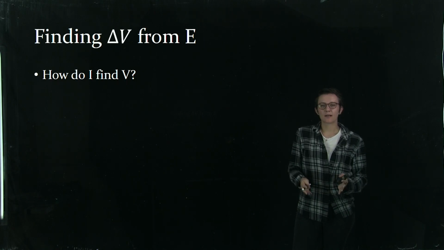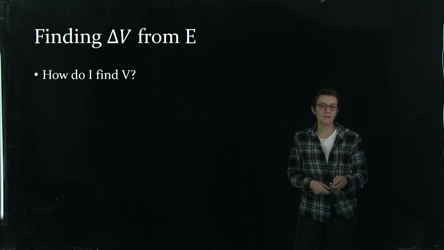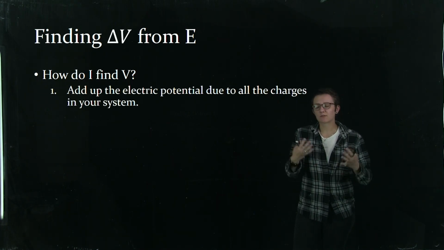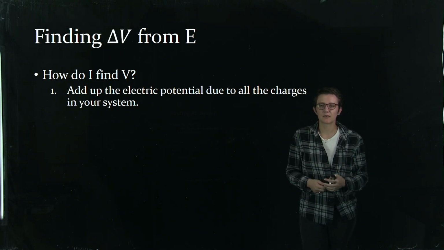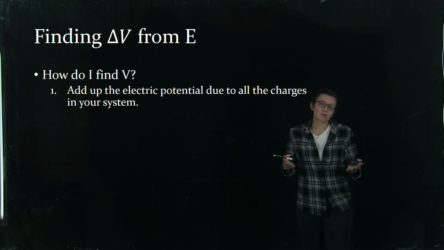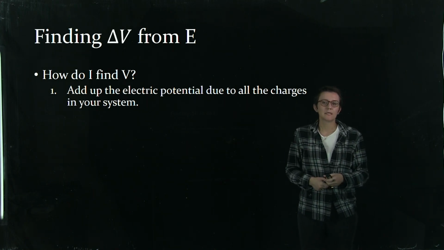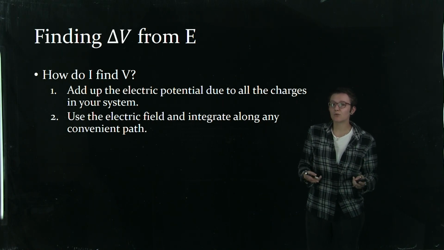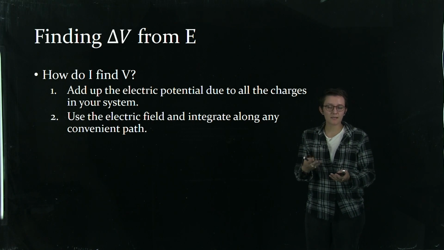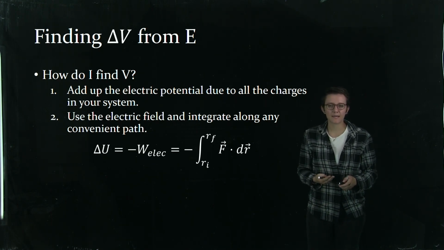Let's talk about how we can actually find our electric potential difference from our electric field. There are different ways we can find our electric potential. One of them is one that we've done and seen before, which is you can add up the electric potential due to all of your charges in your system. That's totally a thing you can do. But if you know something about your electric field already, you can integrate along a convenient path to find your electric potential difference. What I mean by that is this.